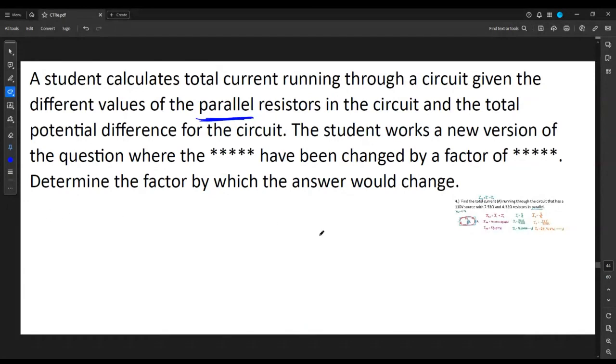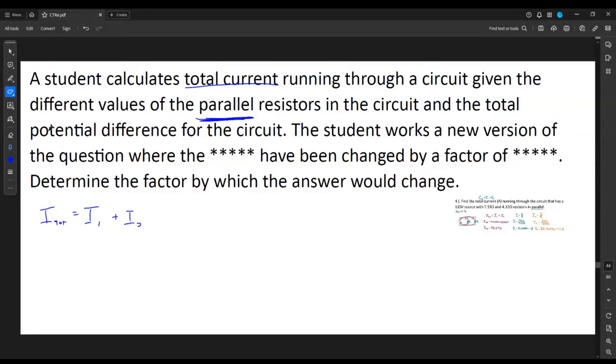Because some of the current can go around in one direction and some more of the current can go around in another direction, you've got multiple current loops, and your total current running through the system for your circuit is going to come from just adding up each of those individual contributions. So I total is going to come from I1 plus I2.